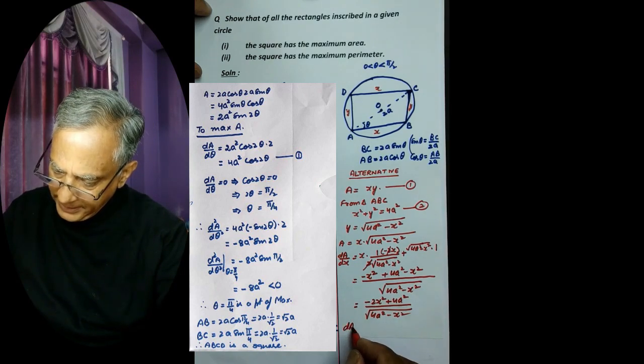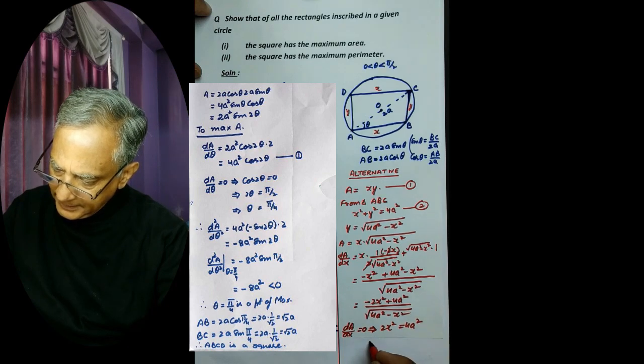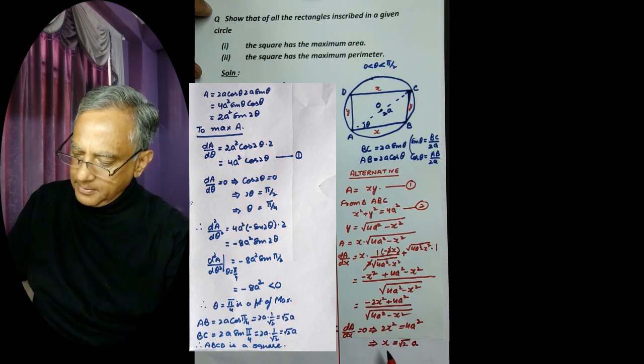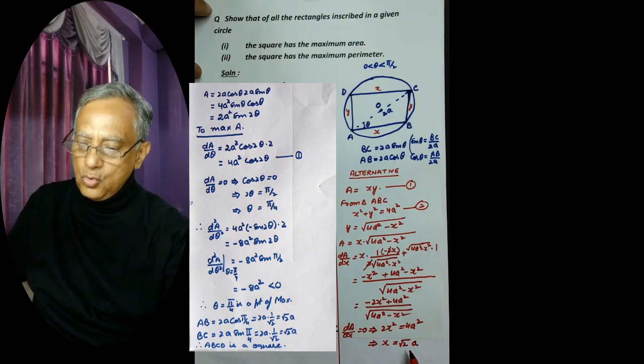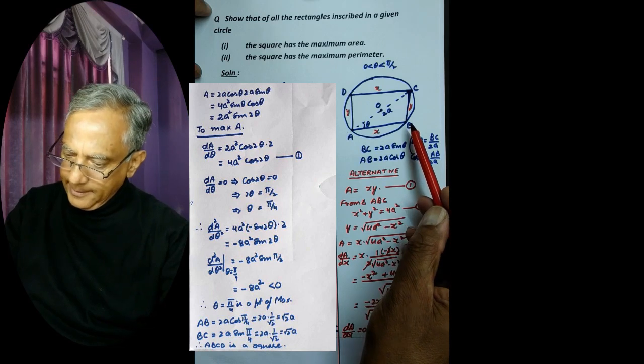Therefore, dA by dx is equal to 0 implies 2x square is equal to 4a square, and this implies x is equal to, 2 cancels, and we get x is equal to root 2a. For maximum area, x must be equal to root 2a. That is, length must be equal to root 2a.